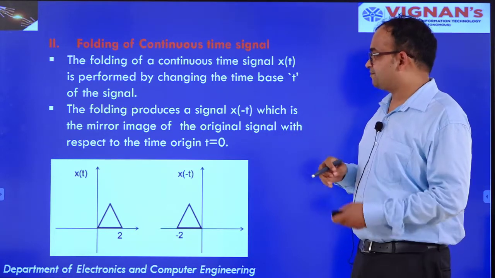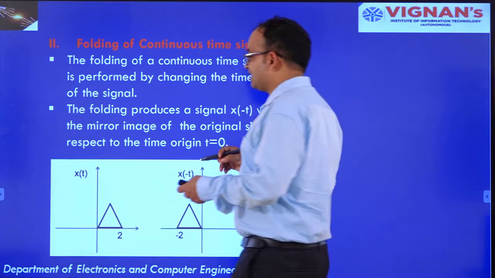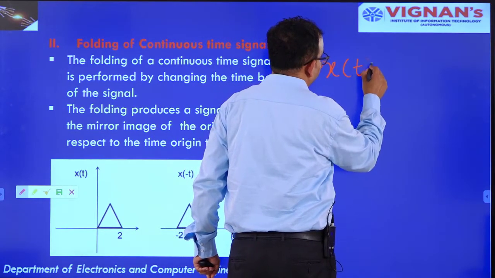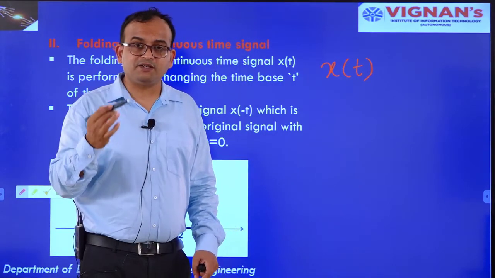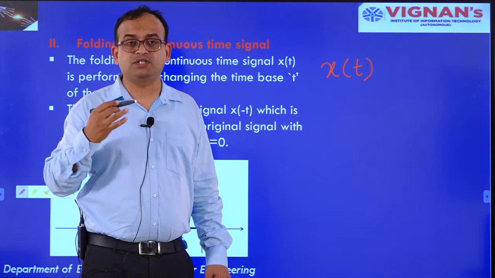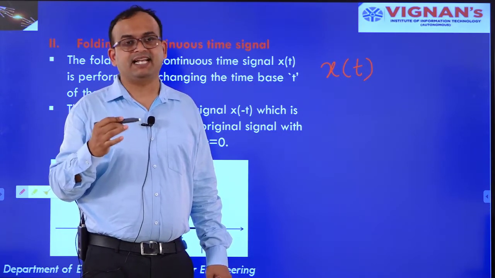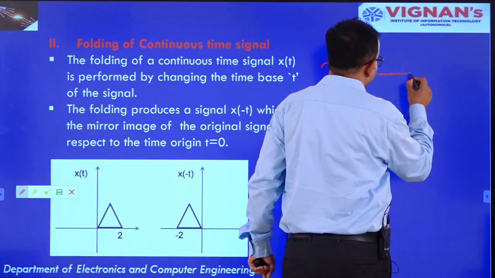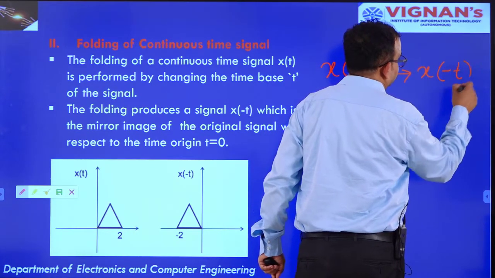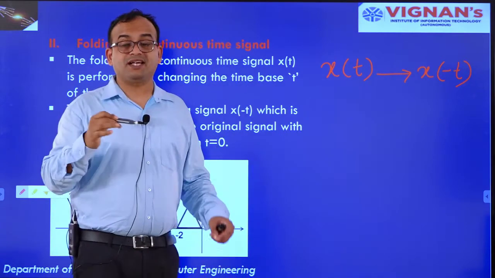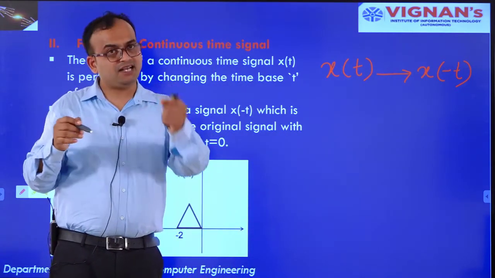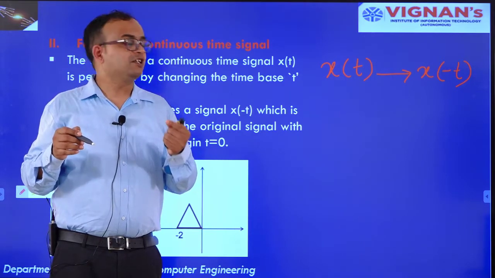Now we can relate, I am writing a signal x of t. If I want to do the folding operation, or the time reversal operation, what you can do here is x of minus t. Very simple thing. So now what happens? We have to fold the signal, we have to rotate the signal about the y axis. So how can it be done?